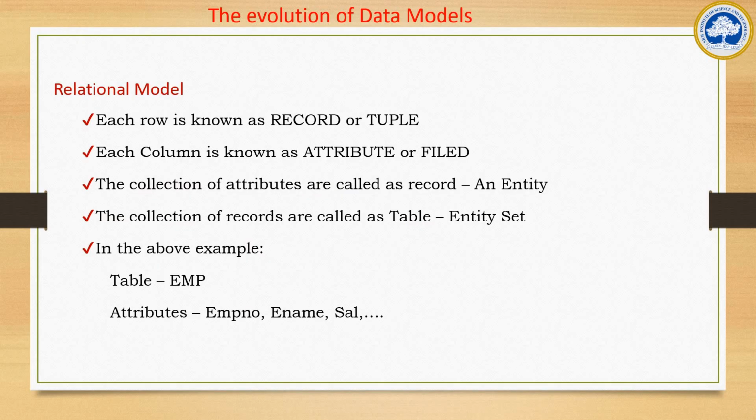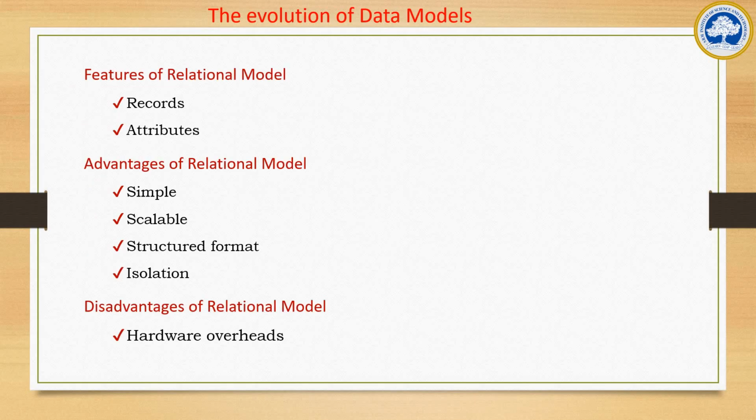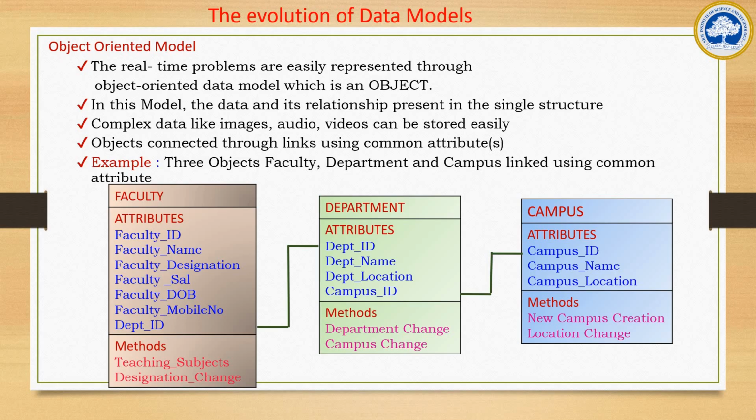extensions or attributes, which are represented column wise. So here the features are records and attributes. The advantages are that it's very simple, scalable, and a structured format. When we go for the limitation, it's hardware overhead. Other than that, everything else is an advantage for us when we are using the relational model.